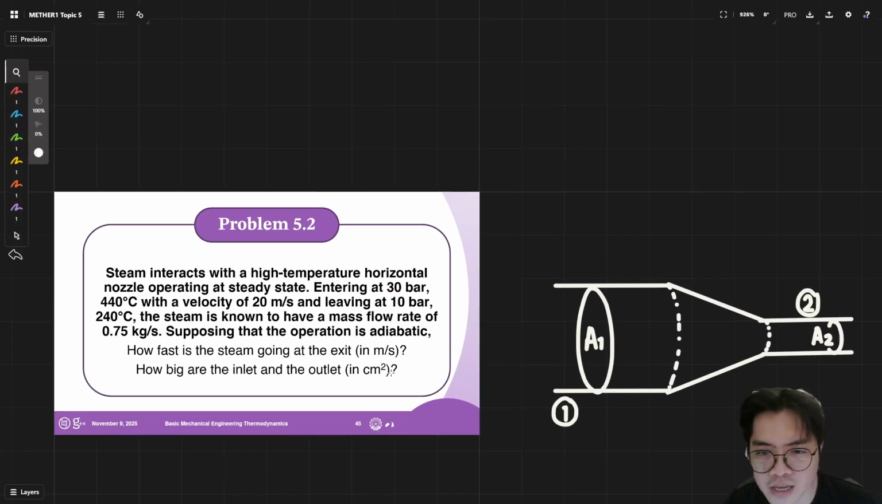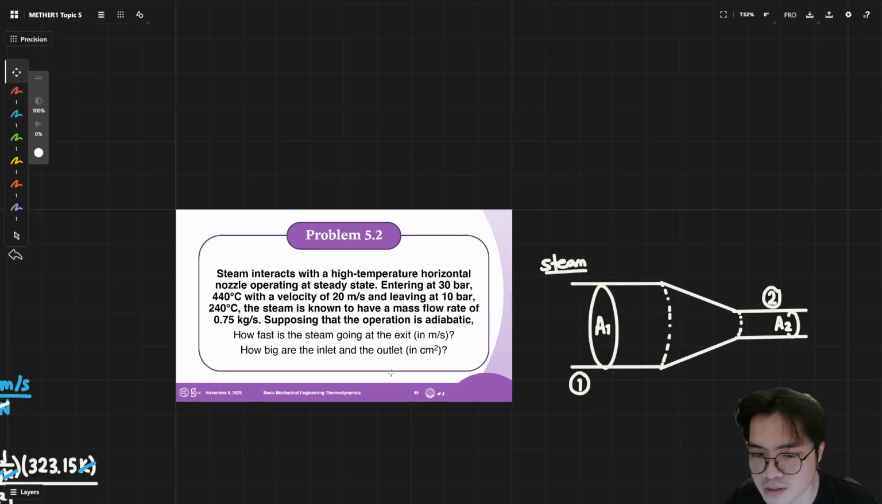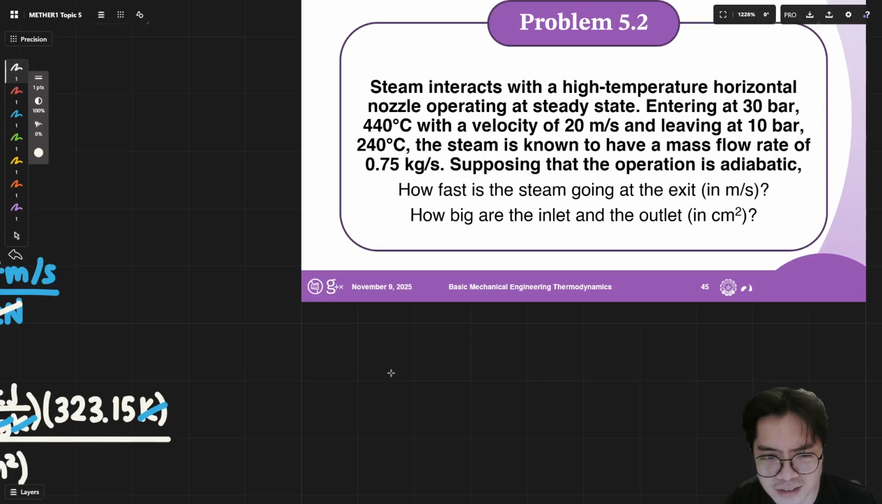Now, we are working here with steam. Congratulations, we are no longer working with an ideal gas, which means you will go back to your tables. Maybe if that's easier for you. For me, it's not, right? Go ahead, right? A high temperature horizontal nozzle. Horizontal meaning, again, there's no change in potential energy. So honestly, you can already start, right? You can already start with the solution, right?